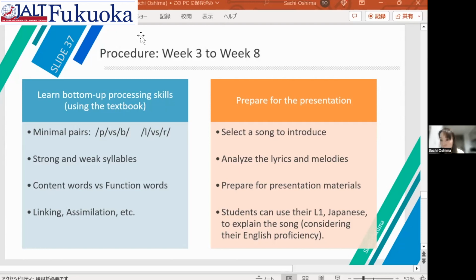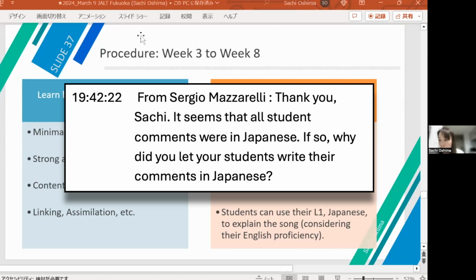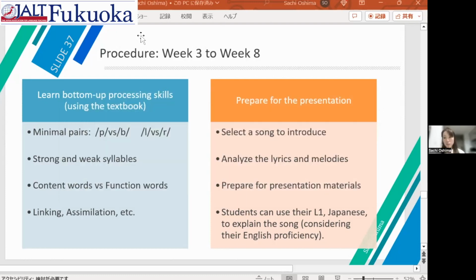And okay, another comment: Thank you, Sachi. It seemed that all student comments were in Japanese. So why did you let your students write their comments in Japanese? Oh, sorry, my explanation was not clear enough. Students wrote their comments in Japanese. Yeah, students wrote comments in Japanese.